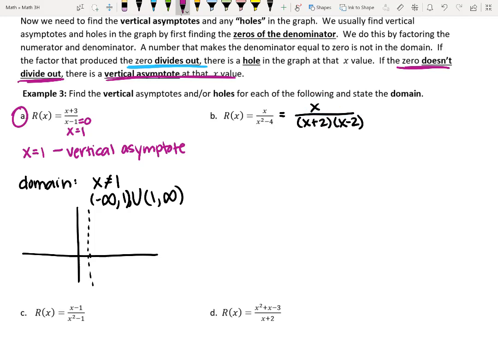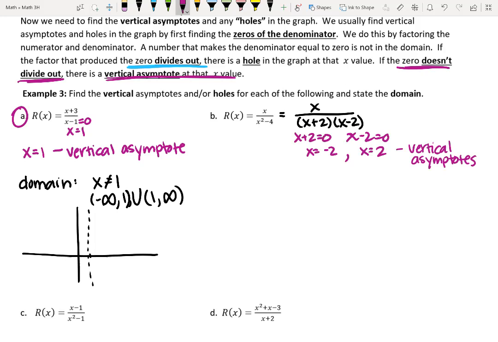So I'm going to have each of these set equal to 0. And it looks like x equals -2 and x equals +2. Those are both going to be vertical asymptotes. I've got 2 separate vertical asymptotes. Put a comma there. There's my 2 separate vertical asymptotes.